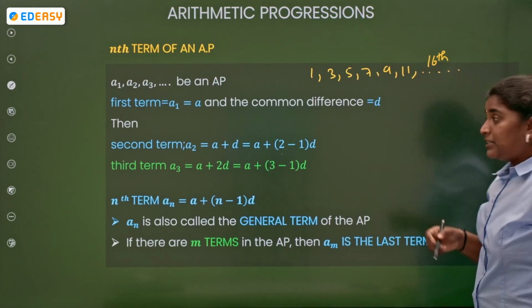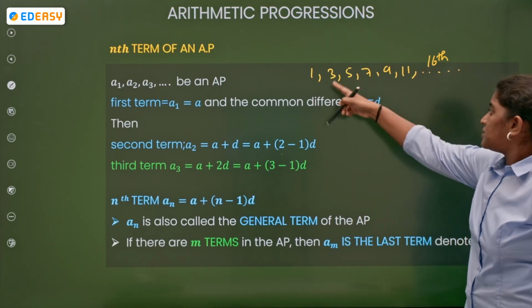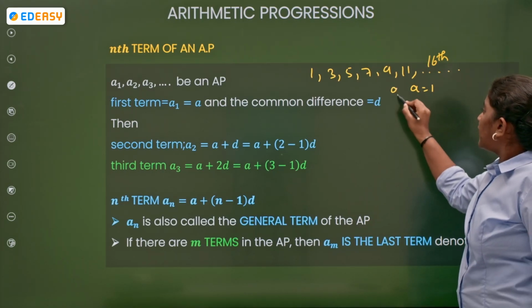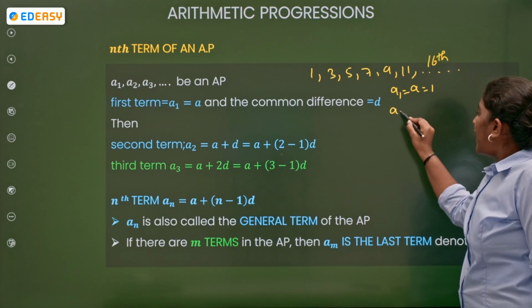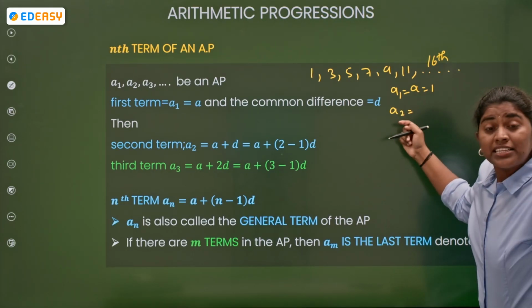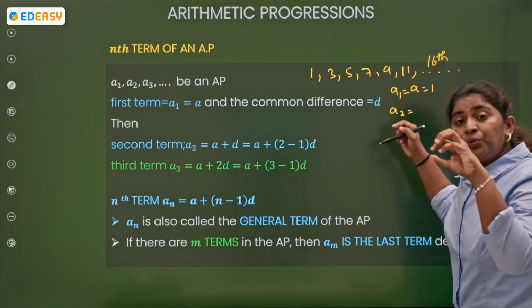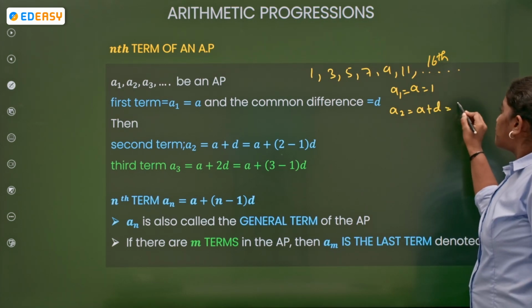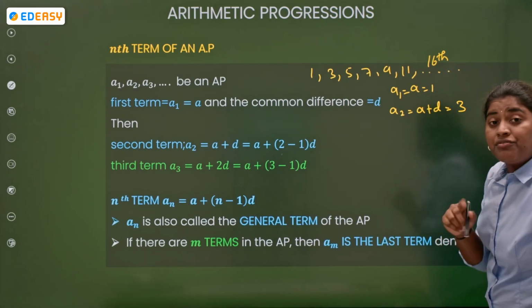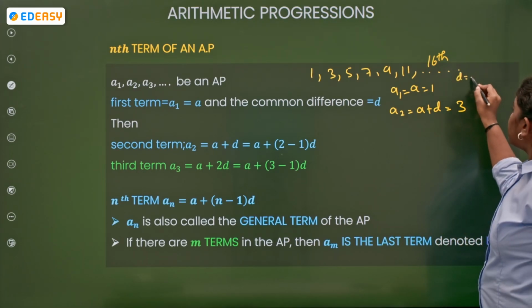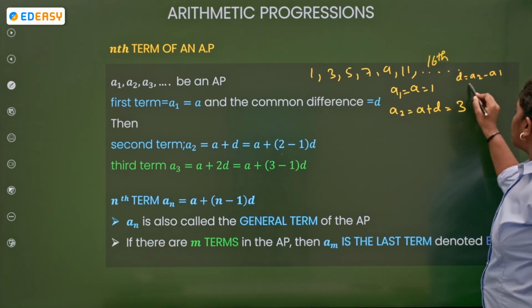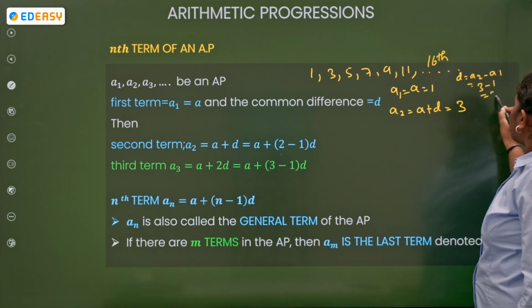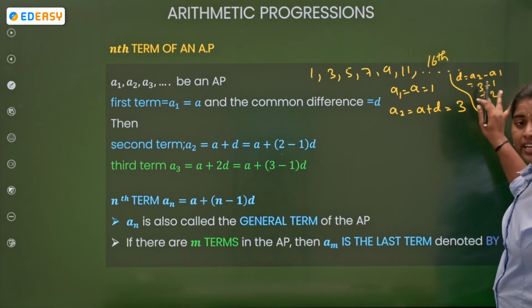Then how will we find it? What is our first term? A equals 1. And next, what is our second term? A1 equals A, which is your 1. And A2, how will we get the second term? To the first term, you need to add the common difference, right? A plus D, which equals your 3. Now, how can we find the common difference? Common difference is given by A2 minus A1. So here A2 means 3 minus 1, which is 2. Common difference we got as 2.